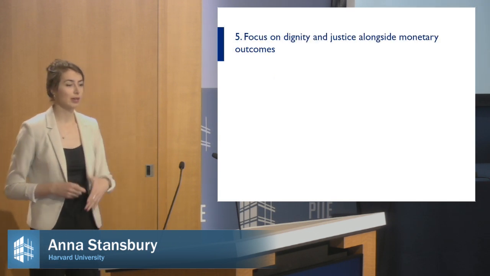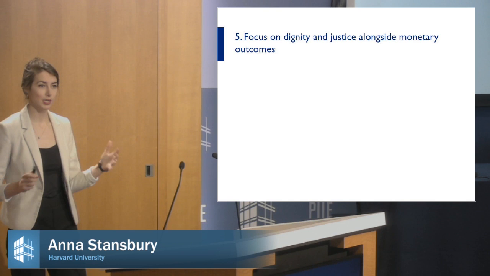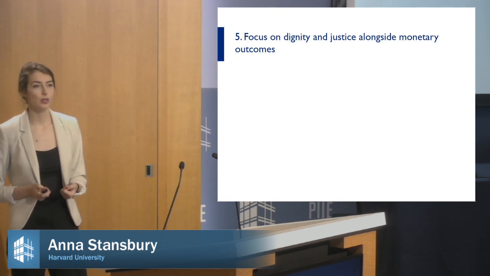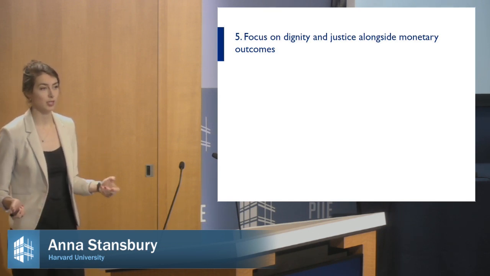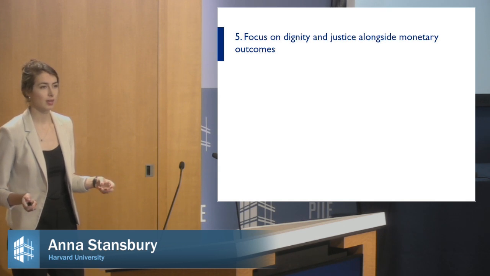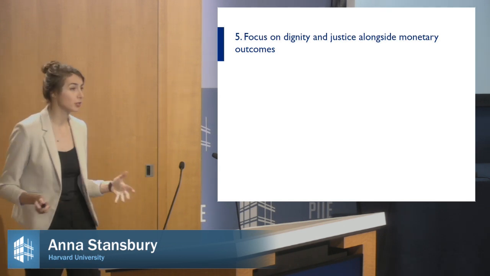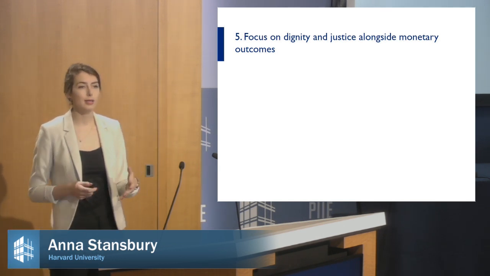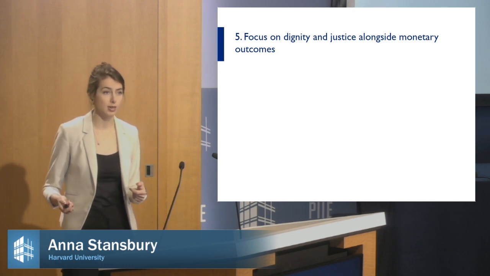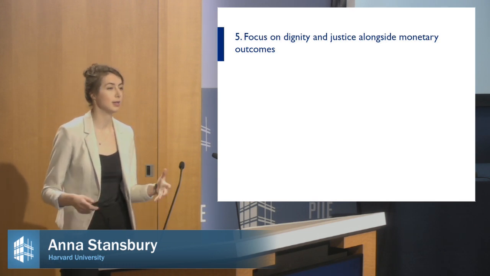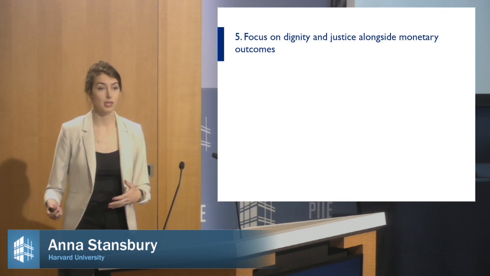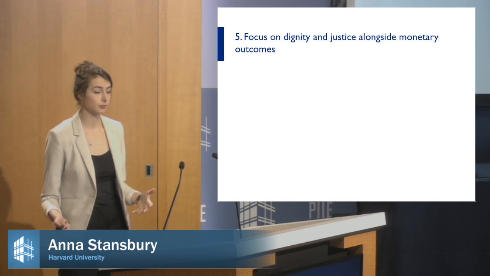And my final principle, for which I don't have a nice graph or picture, is that we should be sure to focus on dignity and justice alongside monetary outcomes. For a given financial cost or monetary benefit of a policy, it can either enhance or diminish the dignity and self-esteem of the beneficiaries, and it can either tackle systemic injustice or ignore it.